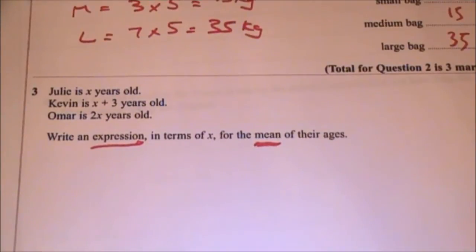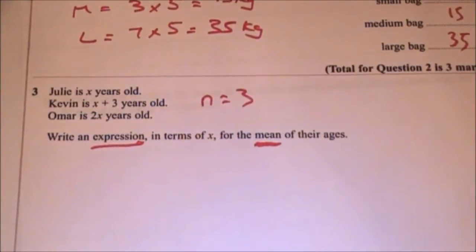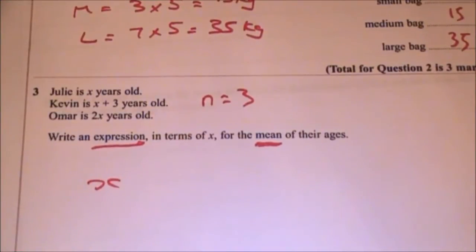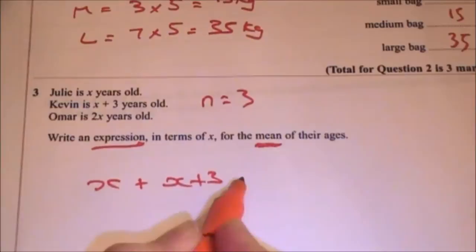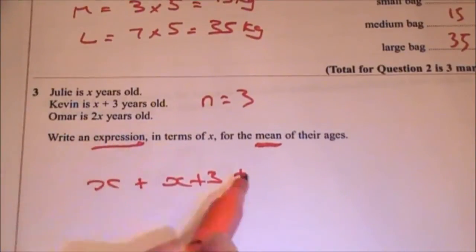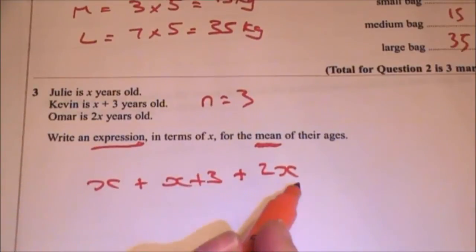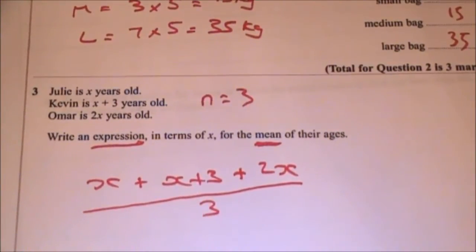Now the mean is where you add them all up and you divide by the number you have. So how many people have we got? Well, we've got 3 people. So Julie's age is X. Kevin's age is X plus 3. Add Omar's age, which is 2X. So I've added them all up and I divide by 3.